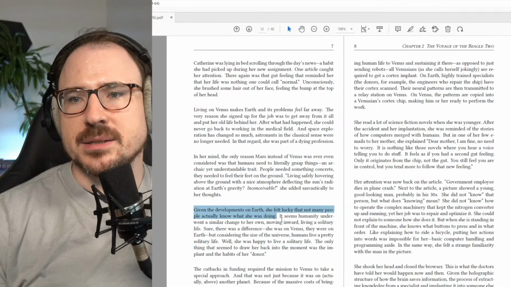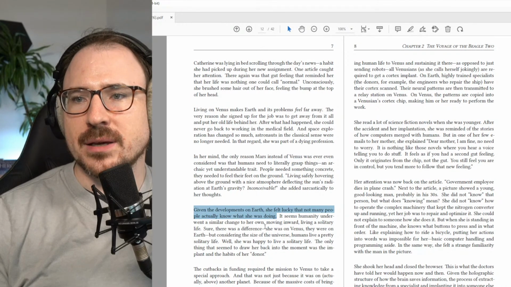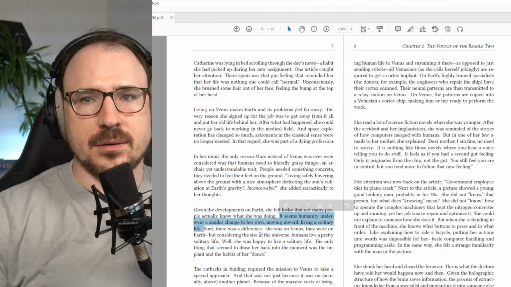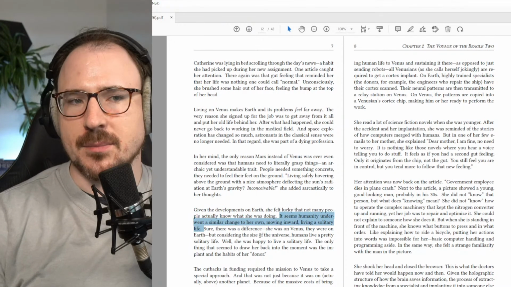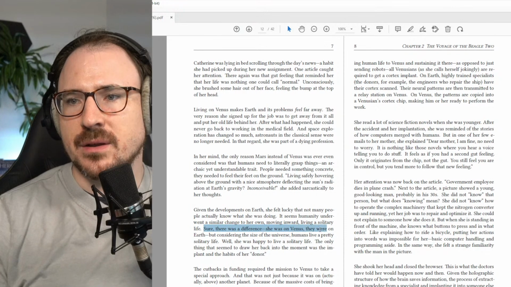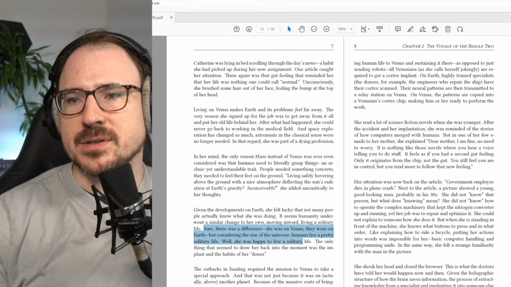It seems humanity underwent a similar change to her own, moving inward, living a solitary life. So why did that happen? We could say a pandemic or something like that happened. Sure, there was a difference. She was in Venus, they were on Earth, but considering the size of the universe, humans live a pretty solitary life. Well, she was happy to live a solitary life.